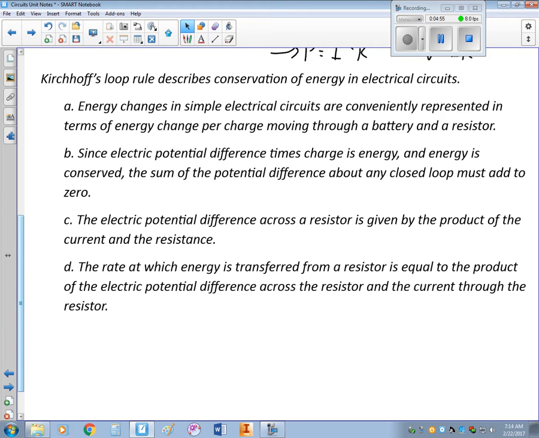So that was Kirchhoff's first equation. The sum of all voltage drops must equal 0. What we do is we say that the voltage drop across resistors is negative, and the voltage of the battery is positive. The electric potential difference across the resistor is given by the product of the current and the resistance. So that's just V equals IR. The rate at which energy is transferred from a resistor is equal to the product of the electric potential difference across the resistor and the current. So that's just power equals current times voltage.